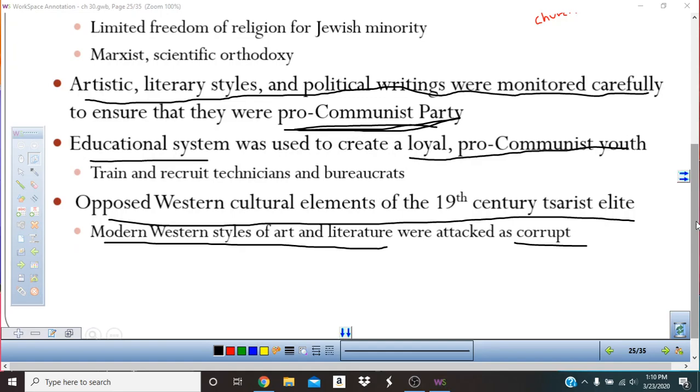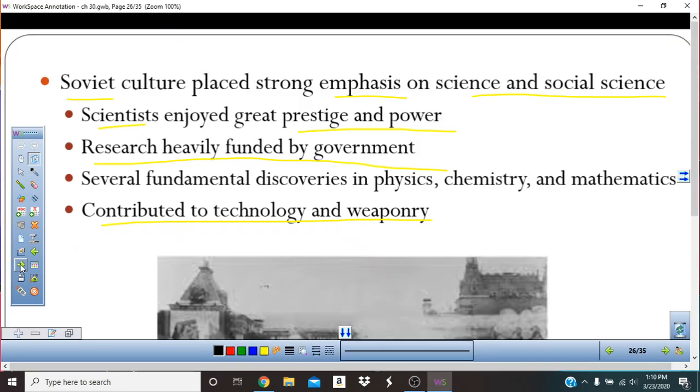Any education must be pro-communist. And another thing is that art and literature, anything from Western Europe dealing with art and literature, was viewed as being very negative under the communist regime. If you wanted to really be somebody in the Soviet Union, you should be a scientist or engineer. The Soviets, the communists, knew that they needed these individuals to help them with their country, and they were compensated very well. A lot of power, a lot of prestige, at least, heavily funded and necessary.